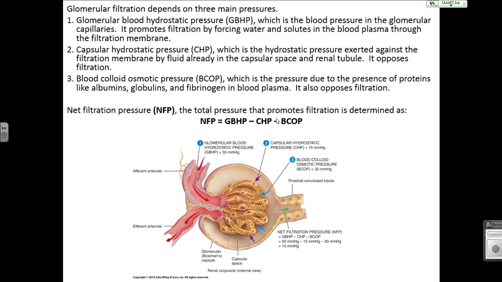Now, you aren't going to need to know anything calculation-wise other than if it's positive, filtration occurs. If it's negative, no filtration occurs. We actually learned this a couple weeks ago. This was stuff that we talked about back when we talked about blood vessels. So hopefully you guys can kind of remember that.